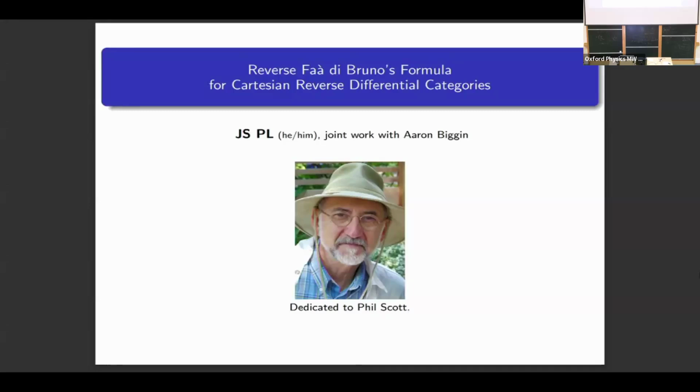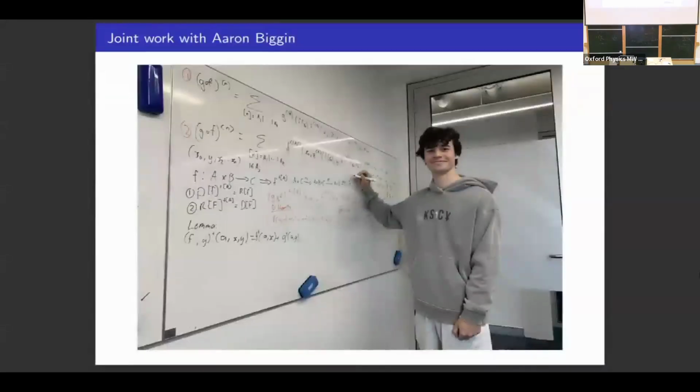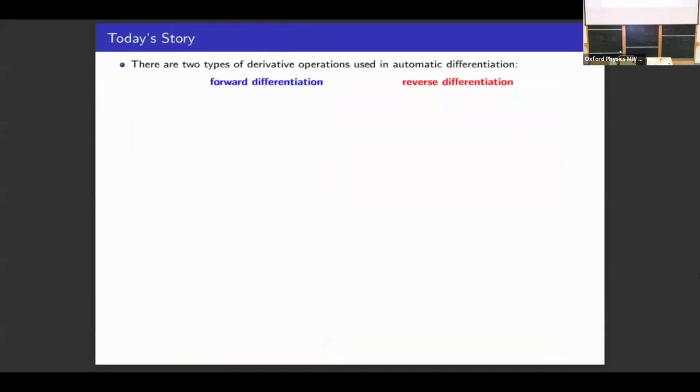So yes, I'd like to dedicate this talk, which is again about, as David just said, the reverse Faà di Bruno formula. Maybe you were here for Tyler's talk on Wednesday, where he talked about Cartesian reverse differential categories. He already motivated the subject, so I don't have to, but I'll do my best to do so anyways. This is joint work with Aaron Biggin, who is a great undergrad student. And in fact, the reverse Faà di Bruno formula is actually there on the whiteboard. Spoilers if you want to look at it. If not, here's my next slide.